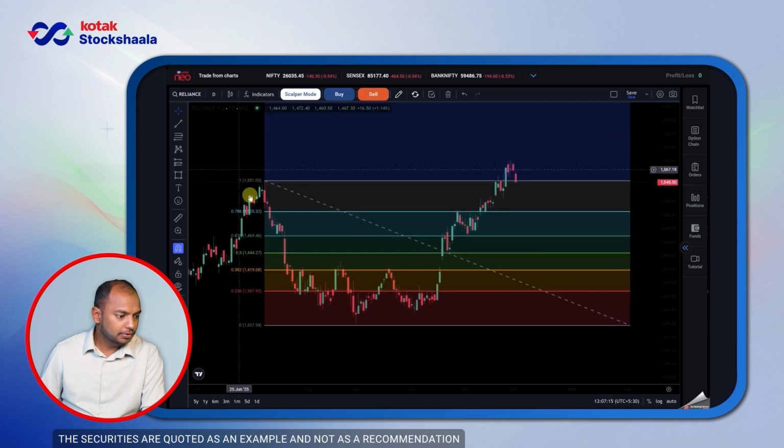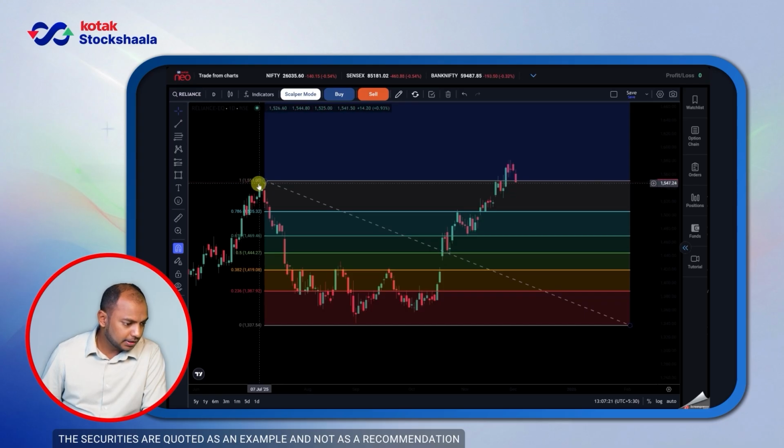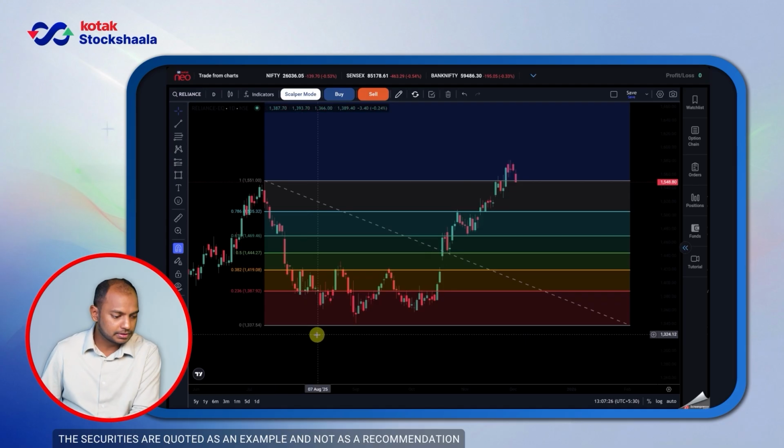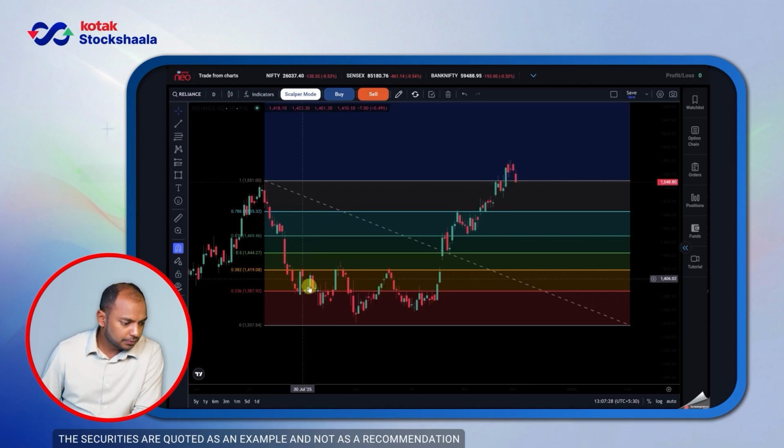So now in a downtrend, I have plotted the Fibonacci retracement on Reliance. The highest point here is 1551 rupees and the lowest level is 1337 rupees. Now as you can see, there were lower high and lower low formations on this specific chart, and you can also see that these price levels coincidentally aligned with the Fibonacci retracement of 38.2%. Not once, but 1, 2, 3, 4 times.